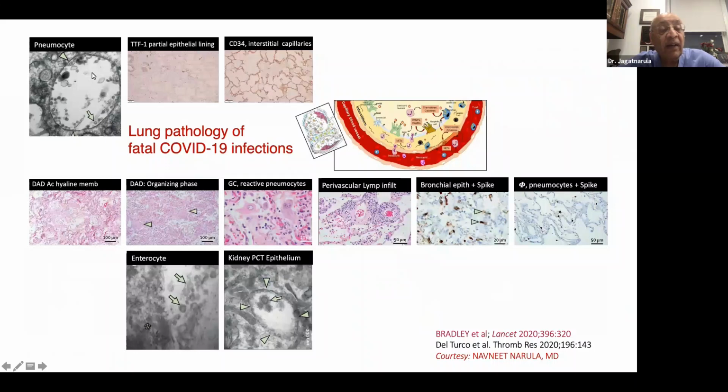Now, from here, the most important thing that happens is the breach of the barrier between the alveolar epithelial lining and the endothelial lining of the capillaries which surround these alveoli, and it goes through the interstitial spaces between the epithelium of the alveolus and the endothelium of the capillaries. As you can see here, the epithelial lining has almost been lost, and quite a bit of the interstitial capillary lining is also disappearing.